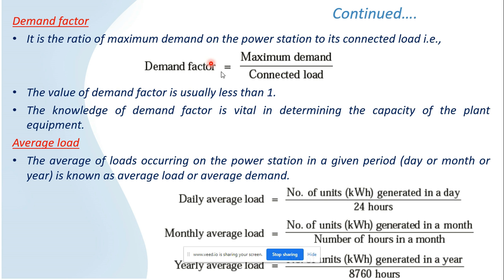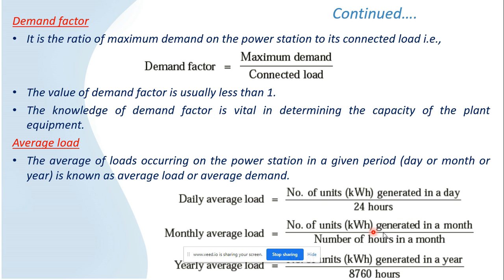If demand factor is low, it means maximum demand is low and the capacity is low. Capacity of the power plant is low. Then average load occurring on the power station in a given period is the number of units generated in a day by 24 hours, which is the daily average load.